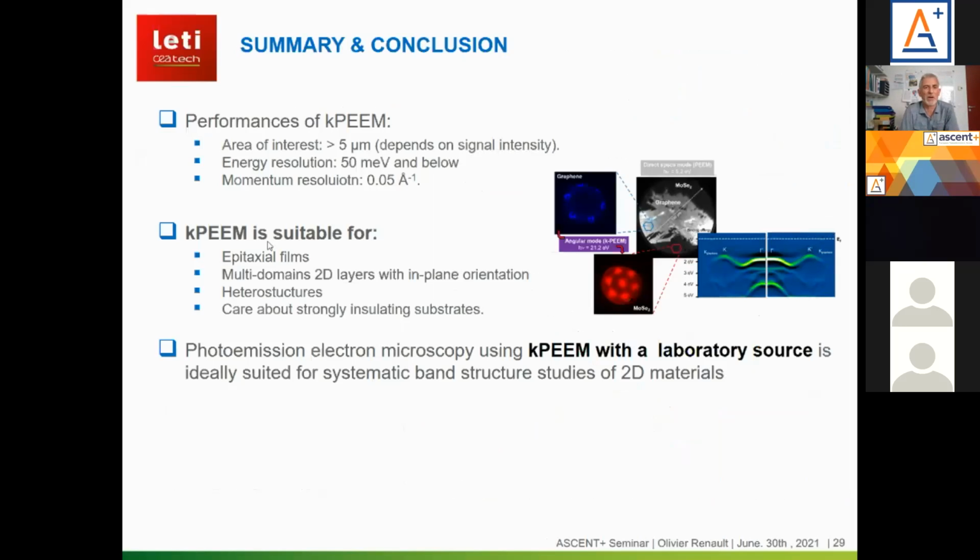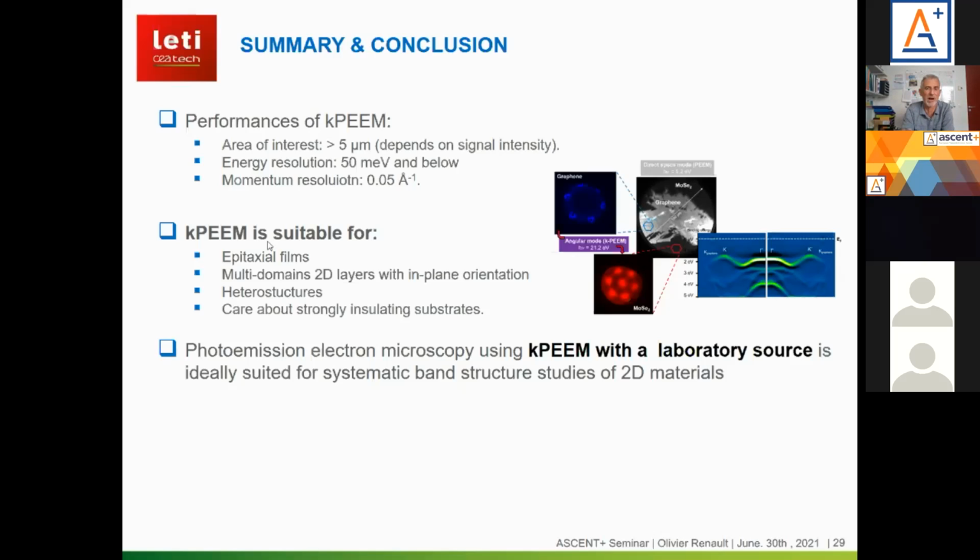So in summary, I just want to stress the performances of KPEEM. You can look at an area of interest larger than 5 microns, typically. It depends, of course, on the signal intensity you have. You have a very strong signal intensity for graphene, much less signal intensity in the case of molybdenum disulfide, for example. Energy resolution can be as small as 50 millielectron volts, which is more than enough when you study 2D materials, heterostructures.